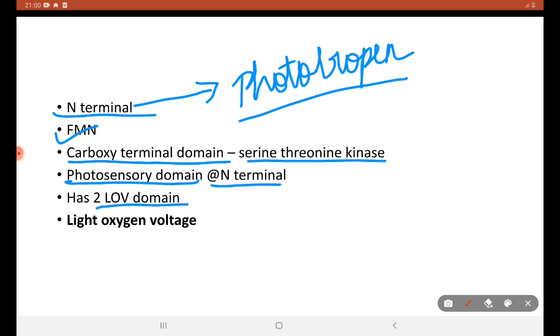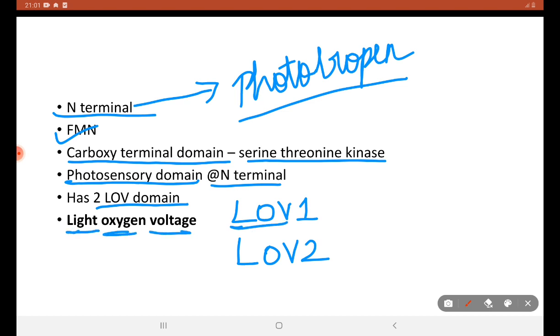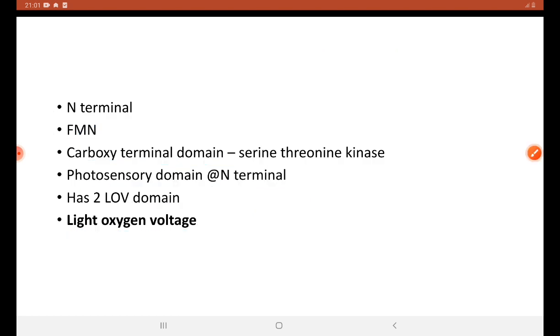It has two LOV domains, LOV1 and LOV2. LOV indicates light, oxygen, voltage, that is called the LOV domain. These are the basic details about phototropin.